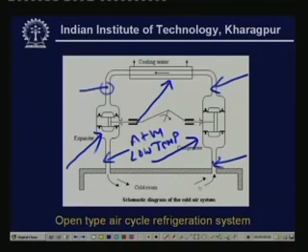and all, and in that process it picks up some heat and its temperature increases, and from here again it goes back to the compressor and this cycle is repeated. This is what is known as the open type air cycle refrigerant system, and as I mentioned, this is mainly used for providing air conditioning in aircrafts.